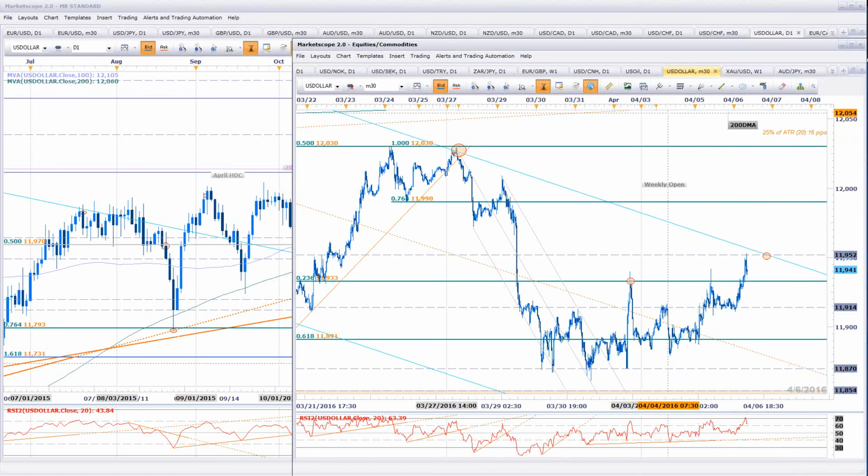Any questions on the dollar index before we move off? The level's been pretty clear.